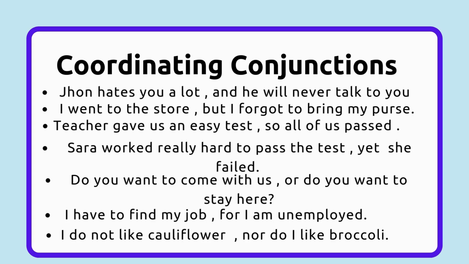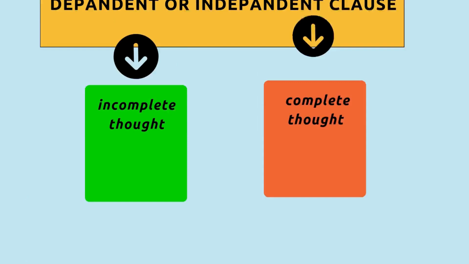I went to the store, but I forgot to bring my purse. But is used to show a contrast. Teacher gave us an easy test, so all of us passed. So is used to show a result or consequence. Sarah worked really hard to pass the test, yet she failed. Yet is used to show a contrast. Do you want to come with us, or do you want to stay here? Or is used to denote an option. I don't like cauliflower, nor do I like broccoli.